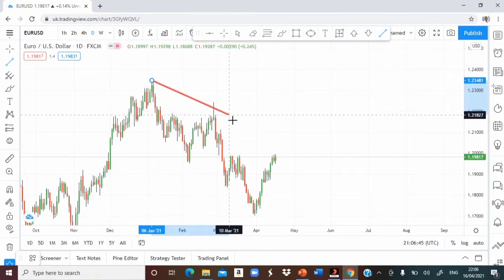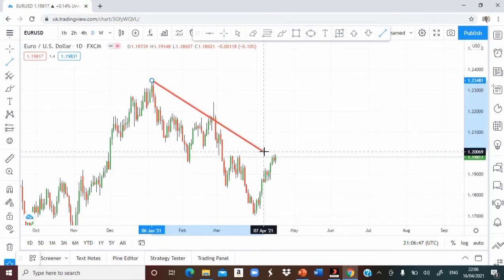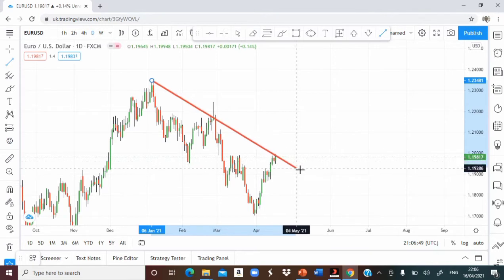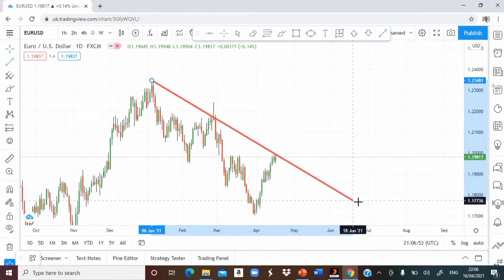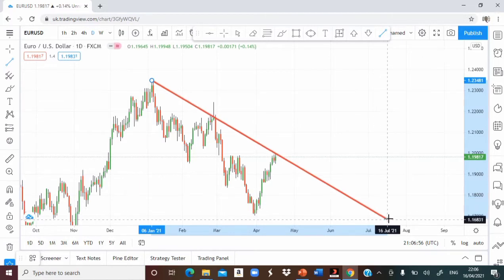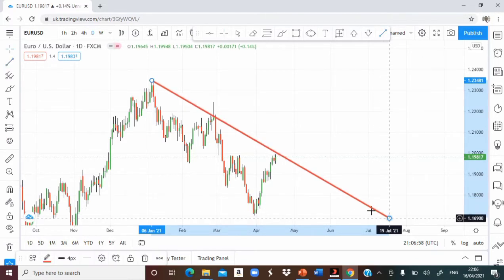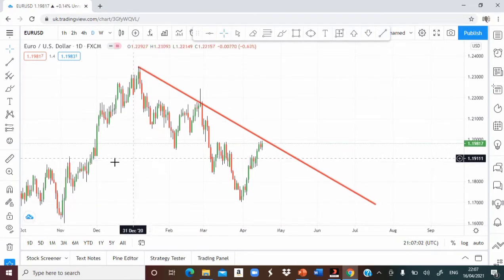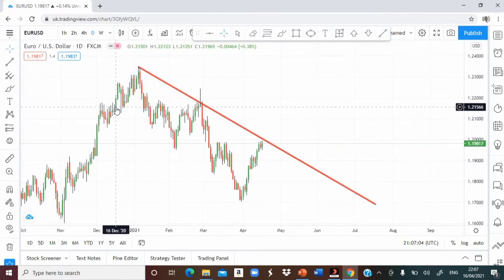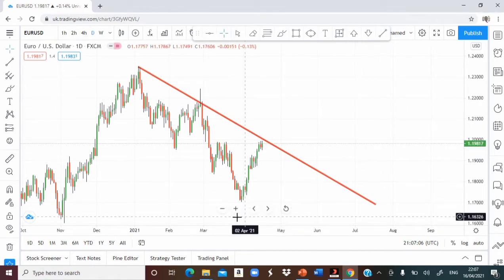Trend line, the rule is 2 touches. It must have 2 touches to become a valid trend line. Your trend line must have 2 touches. If it does not have 2 touches, then the trend line is not valid. But this has 2 touches. What do I mean? Now, market was going up.